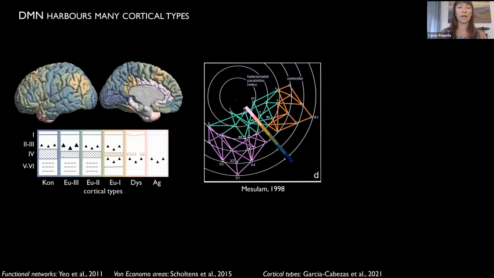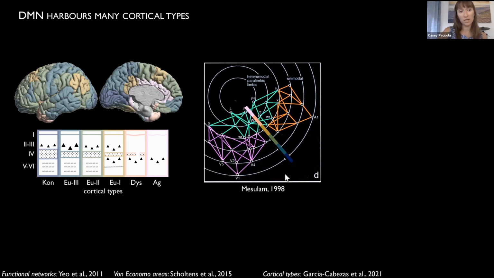So we started by looking at the composition of the default mode with respect to cortical type. These were originally defined by von Economo, and they were recently reanalyzed by García-Cabezas et al. And we were particularly interested in these cortical types you see here because they index the sensory-fugal hierarchy that was described by Mesulam. So here you have cortical organization described as a series of rings. And as you move inwards, you have decreasing laminar differentiation.